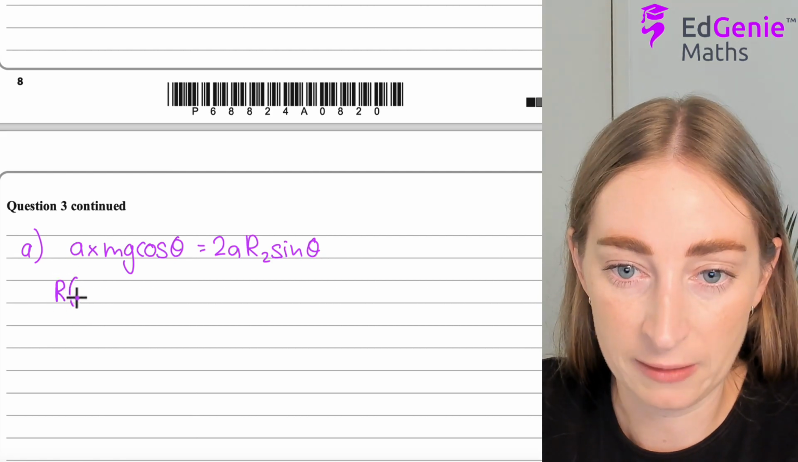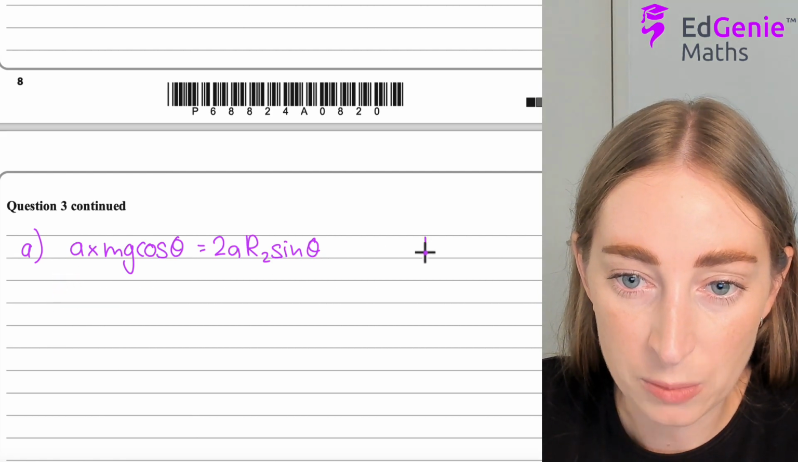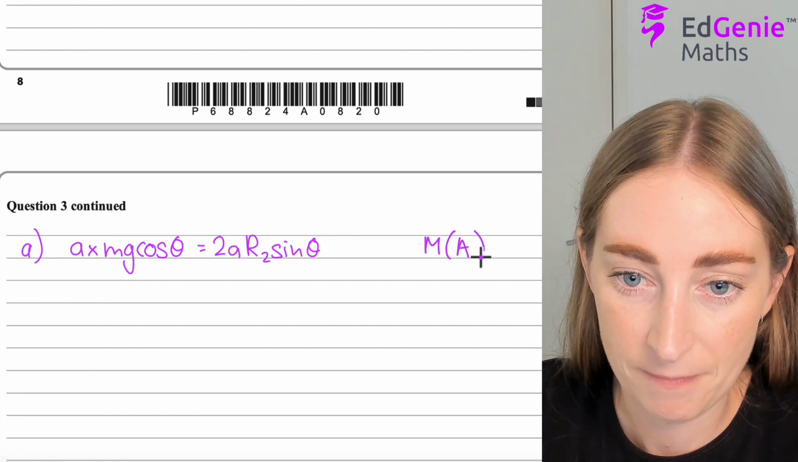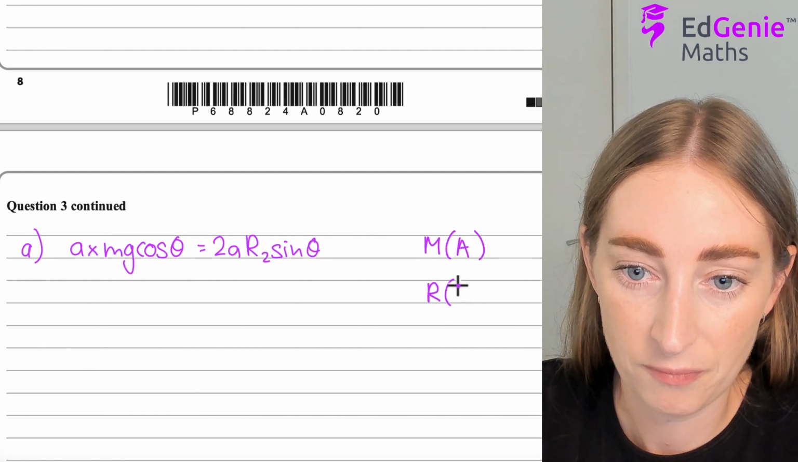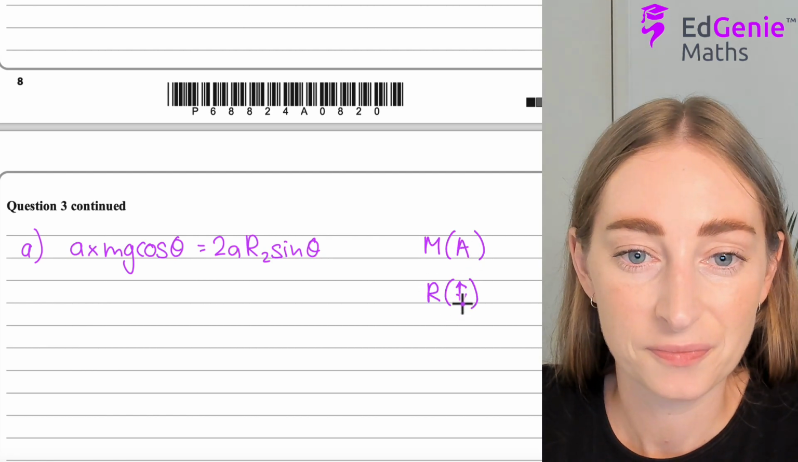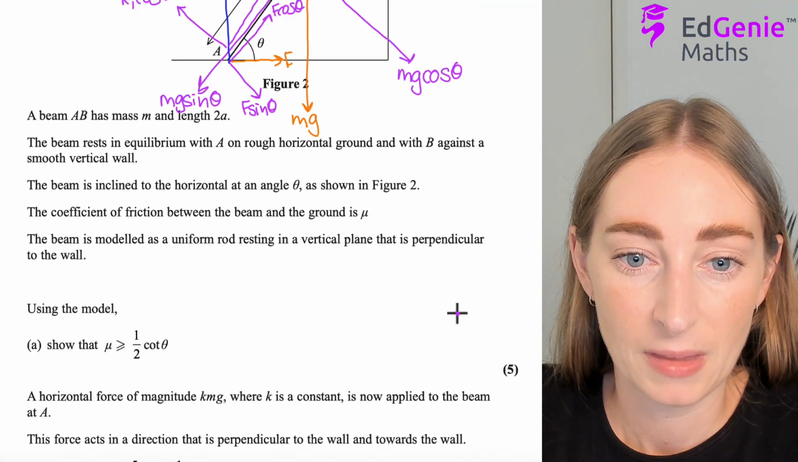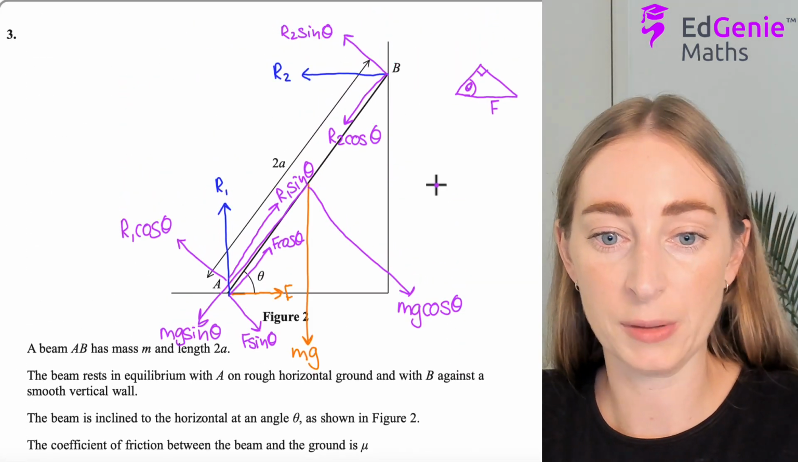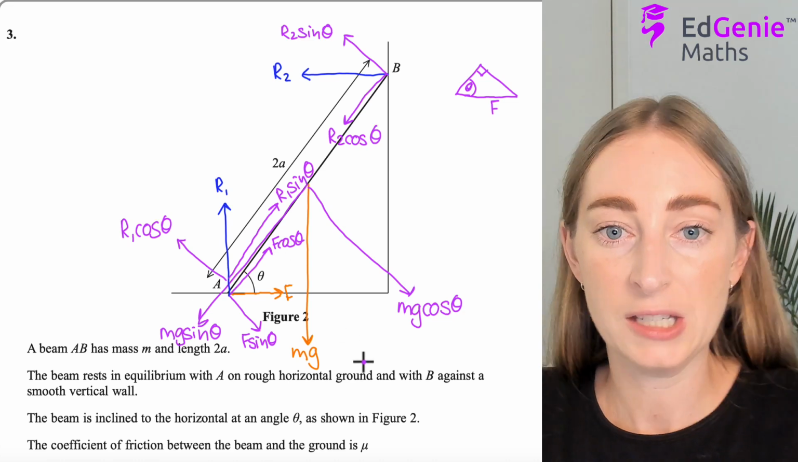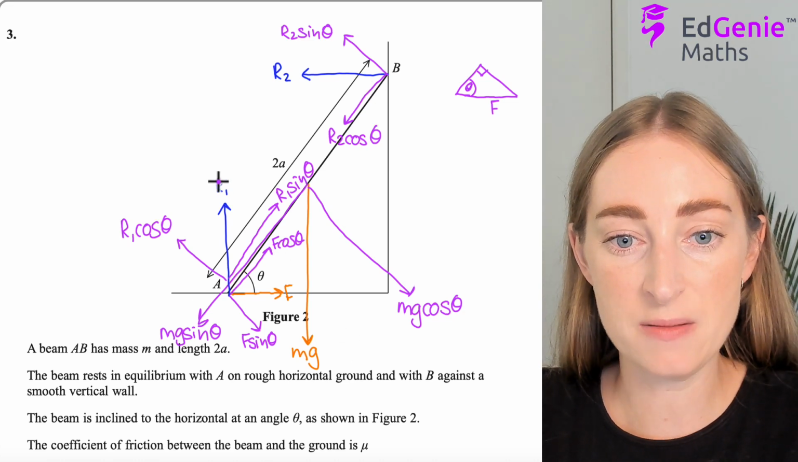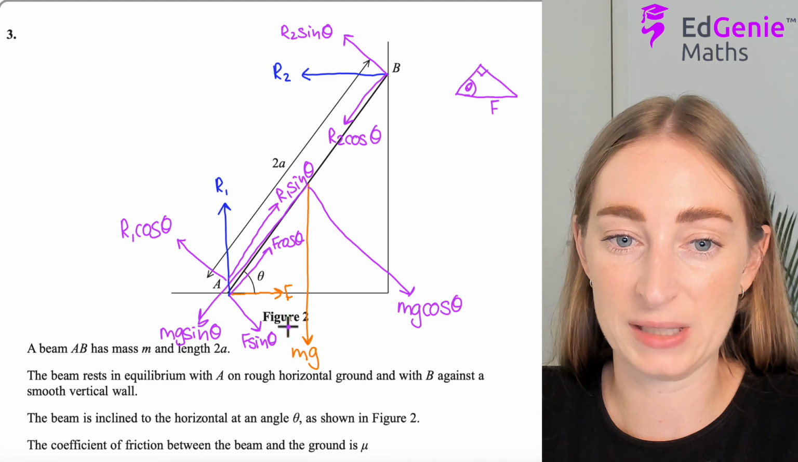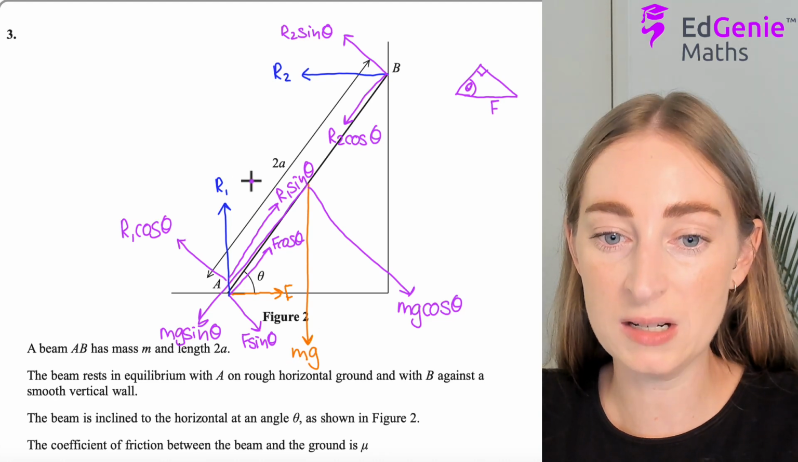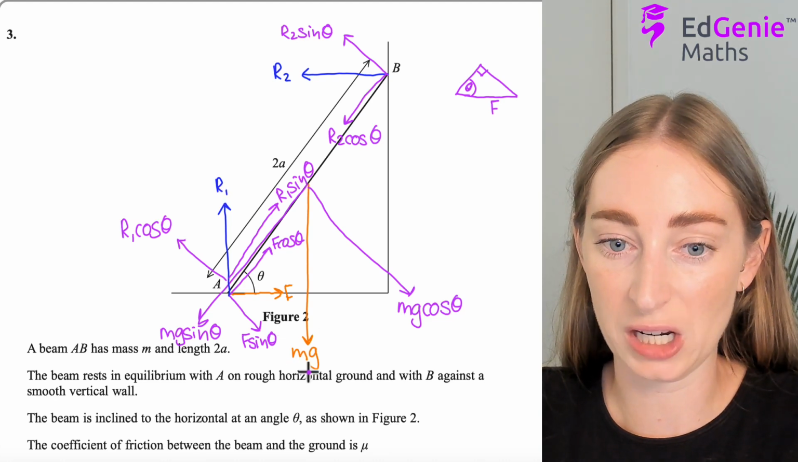Let me just write here actually. That one's moments about A. So any forces going up and going down. So we have a force here going up and we have a force here going down. So R1 must equal mg.